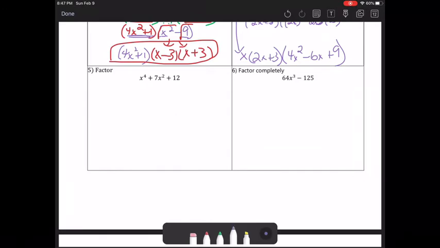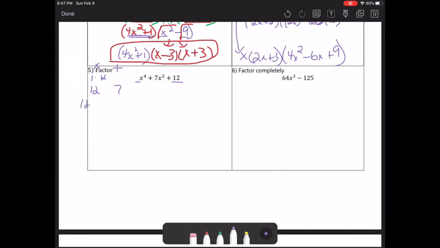No greatest common factor. So I'm looking for two numbers. They have to multiply to be A times C, so it's going to be 1 times 12, which is 12. They have to multiply to 12, and they have to add to be B, which is 7. So we start thinking about those numbers. Two numbers that multiply to be 12.